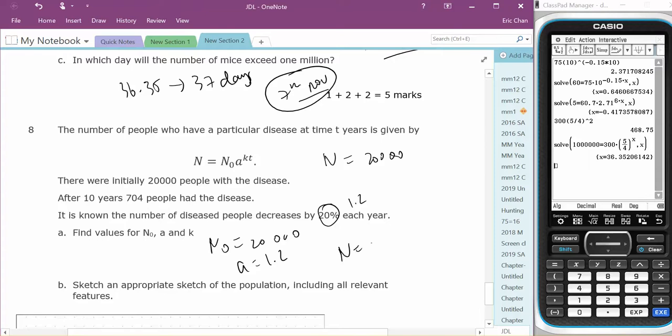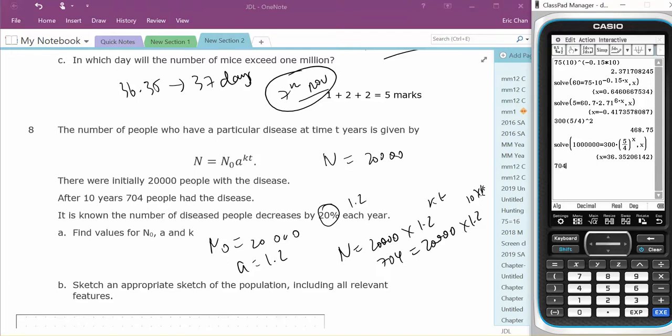So N equals 20,000 times 1.2 to the power KT. After 10 years, when the population is 704, we've got a t value of 10 times k. So we try and solve it. 704 equals 20,000 times 1.2 to the power of brackets 10x, because x represents k, then use interactive and solve for x.